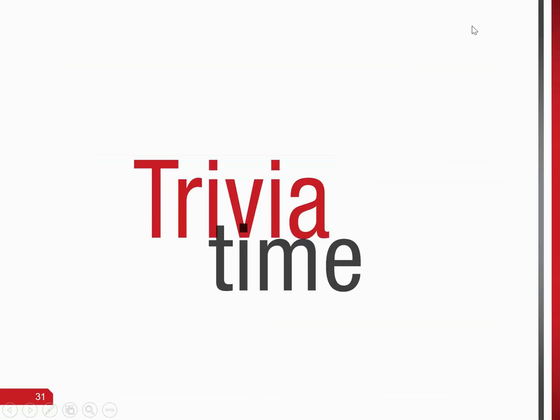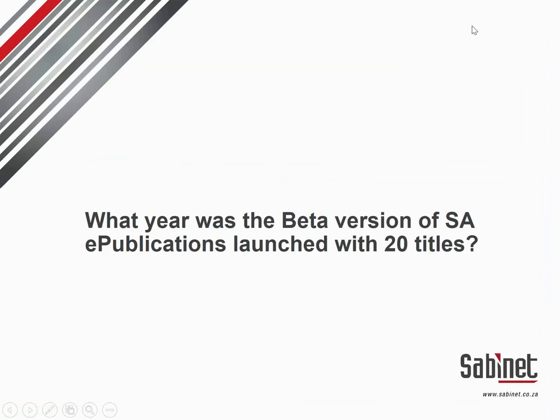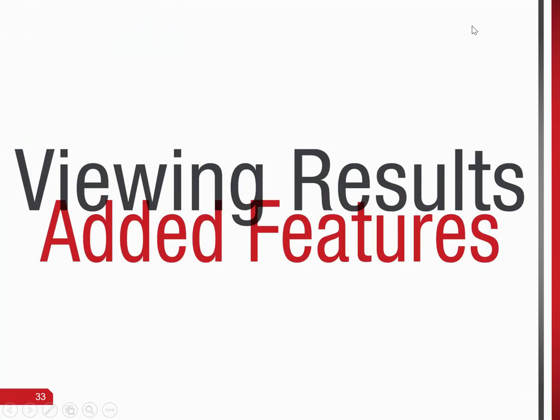Right. So here we go. Trivia time. What year was the beta version of SAE Publications launched? With 20 titles. What year was that? Who says this? I can't see. Put up your hand. Okay, you were the first and only. Okay. There we go. All right.